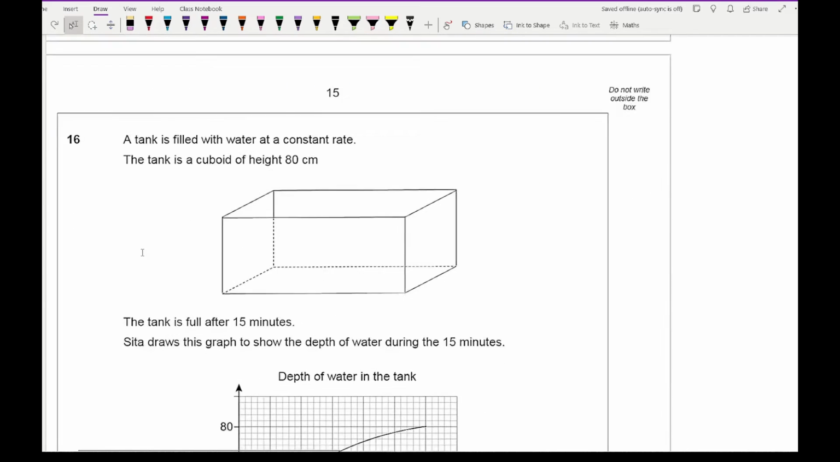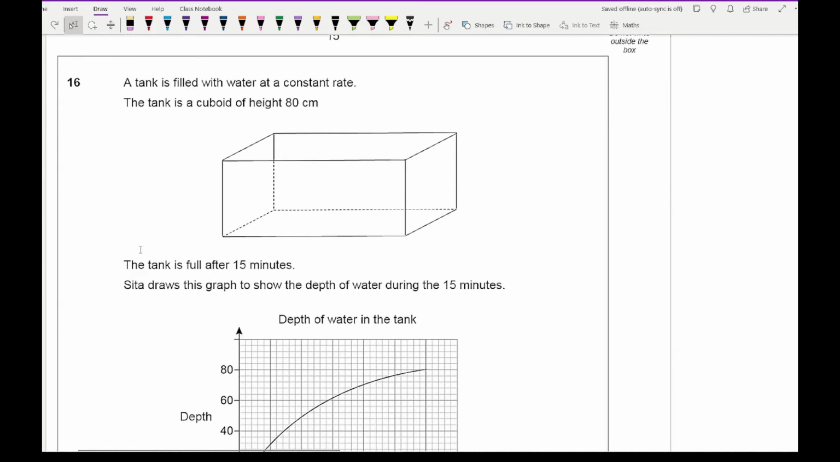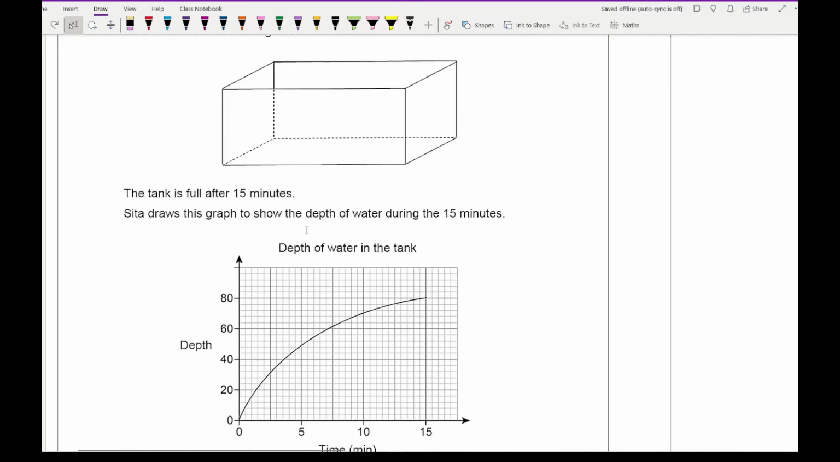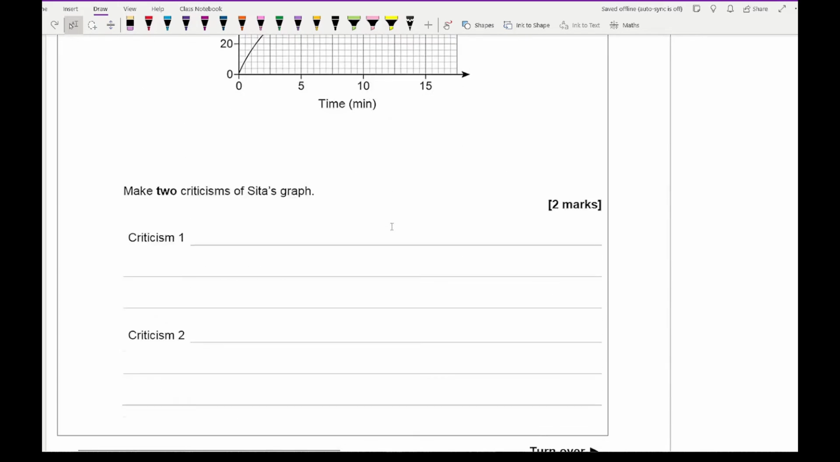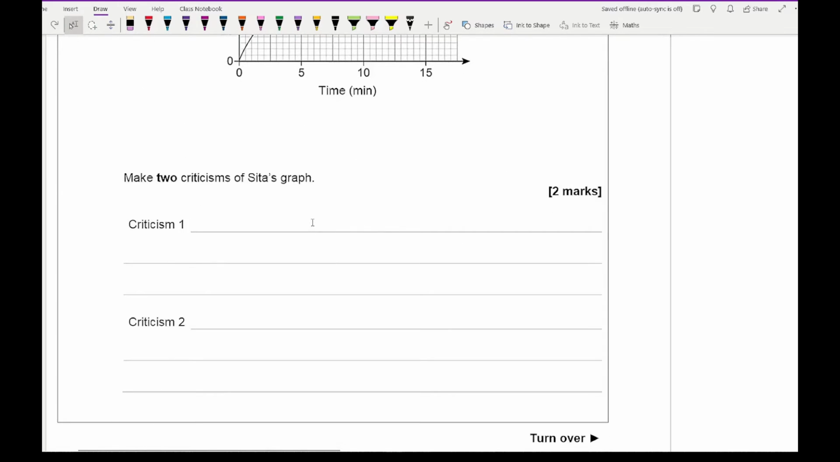Moving on to question 16, it says that a tank is filled with water at a constant rate. The tank is a cuboid of height of 80 centimeters. The tank is full after 15 minutes. CETA draws the graph to show the depth of the water during the 15 minutes. And the question is asking us to make 2 criticisms of CETA's graph.